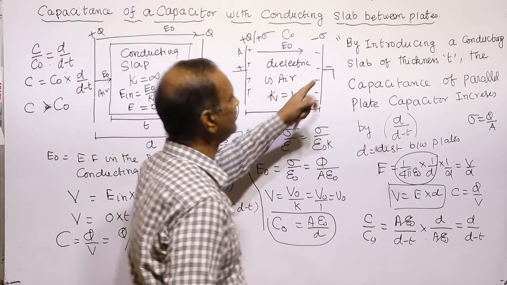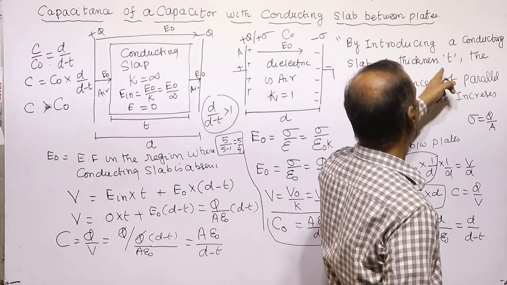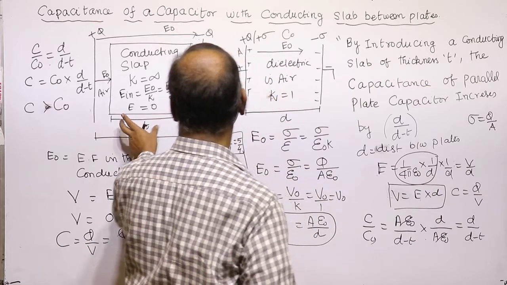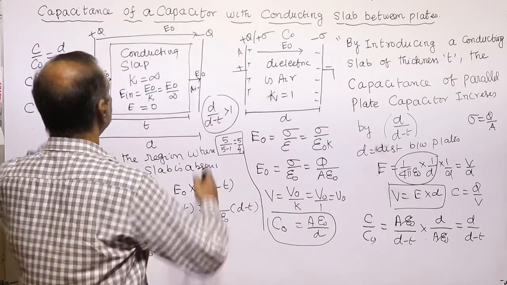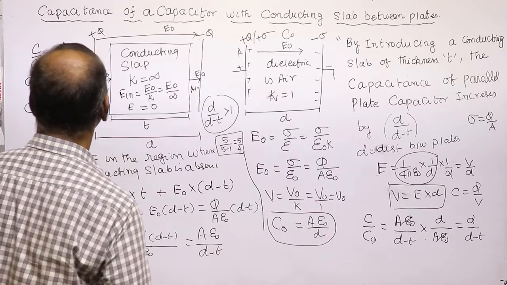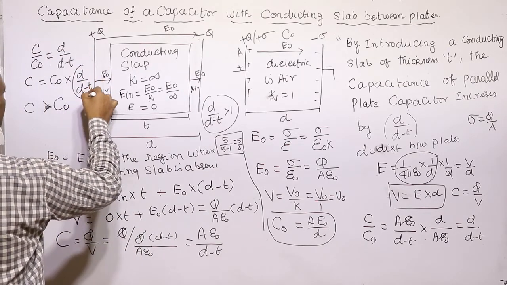So by introducing a conducting slab of thickness T, the capacitance of the capacitor increases by the factor D by D minus T.